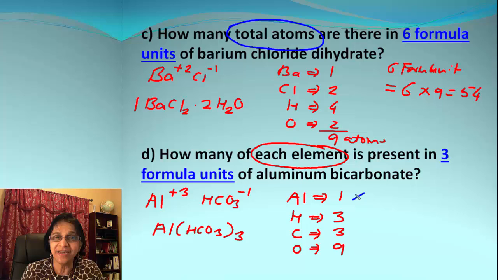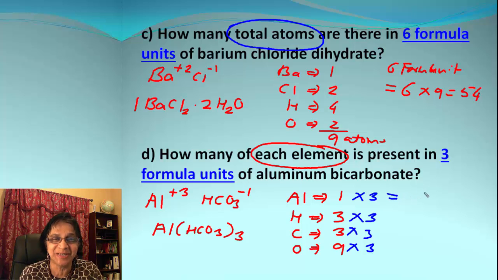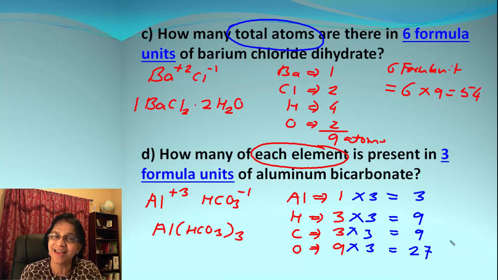We multiply each of that by 3, and that will give us the number of atoms of each element in 3 formula units. So what do we get? Aluminum we get 3 times 1, 3. Hydrogen we get 9. Carbon we get 9. And oxygen we get 27.